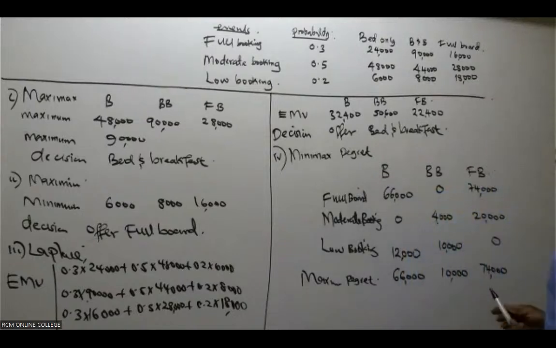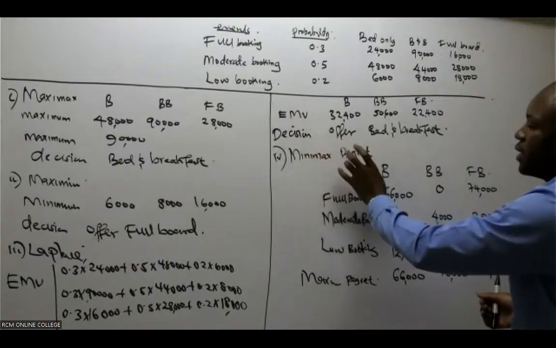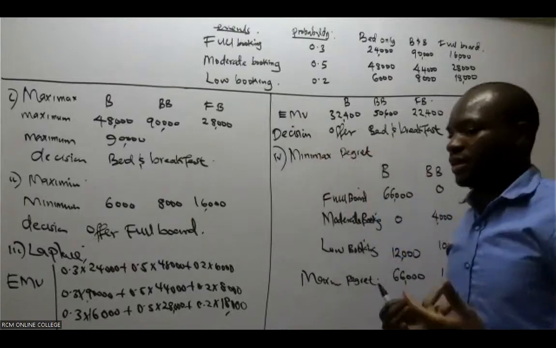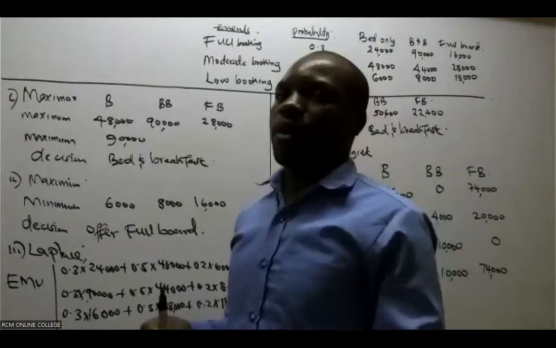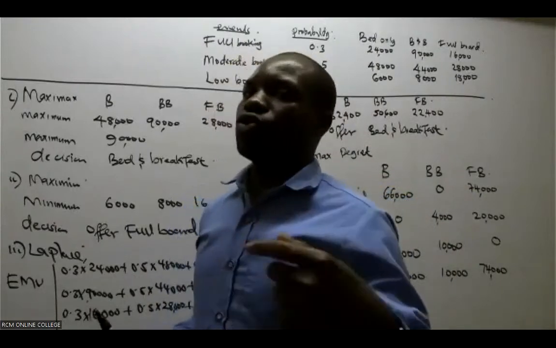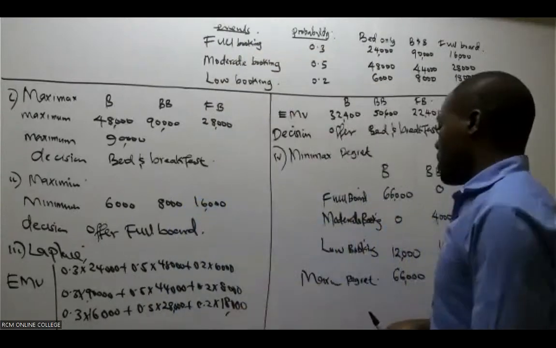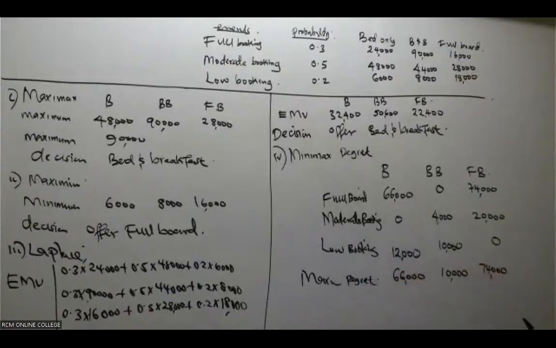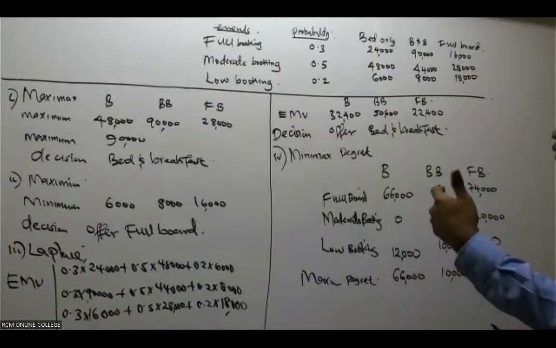We are likely to lose 74,000 as the highest figure. Under minimax regret, we are trying to minimize our regret. We are trying to minimize what we are going to lose. So you don't have an option, but this is what is presented to you. Which one is the likely bearable loss?